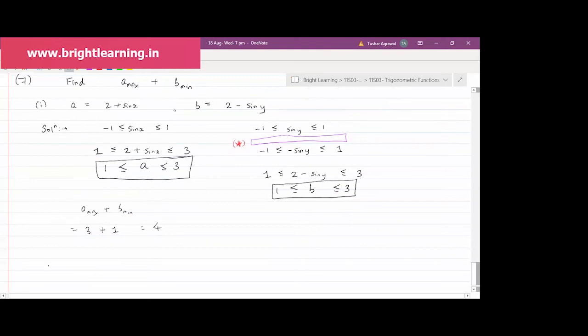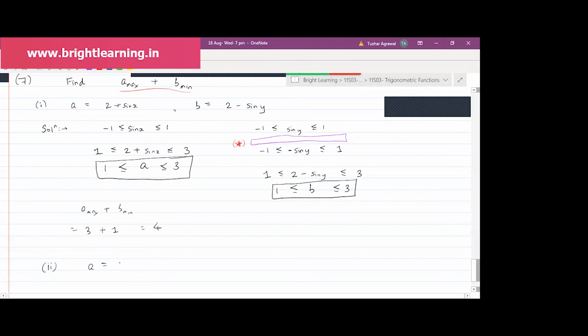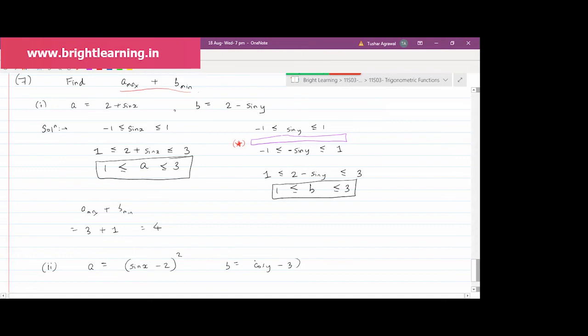Same second part. Find A max plus B minimum. This is the original question. Okay. No change in this question. Find A max plus B minimum. Now in the second part, I'm redefining A. A is equal to sin x minus 2 complete square. Forget about the first part. Okay, that question is over. B is equal to cos y minus 3 complete square.